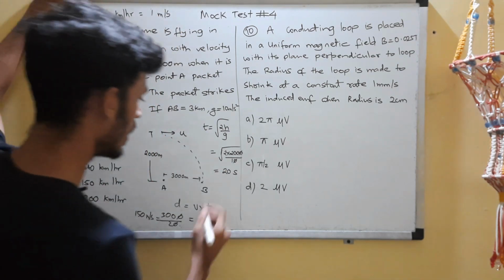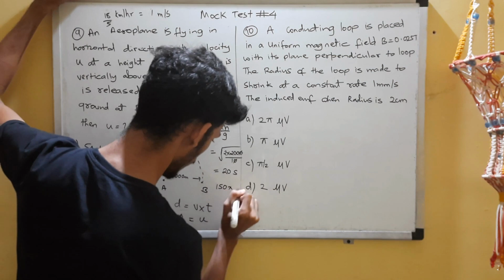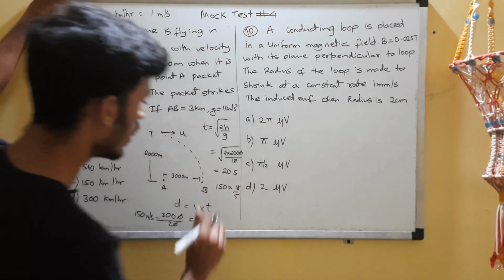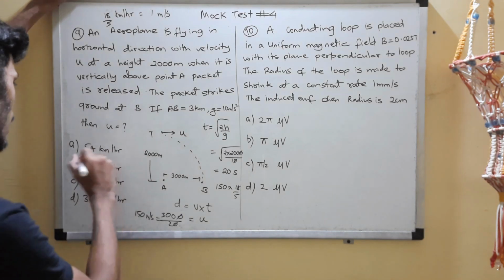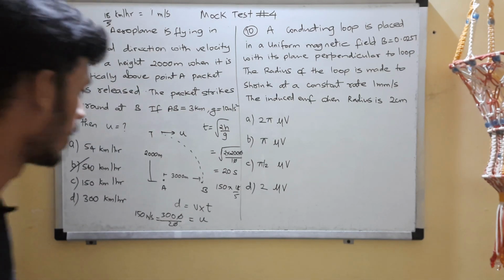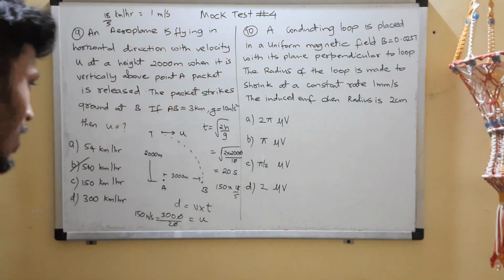So you'll have to multiply this with 18 by 5. Okay, so what is that? 18 by 5. So this is 30 and 18 threes is 540. Okay, 18 threes is 54. So that is 540 kilometers per hour. Okay, and that is the correct choice over here, not 150.